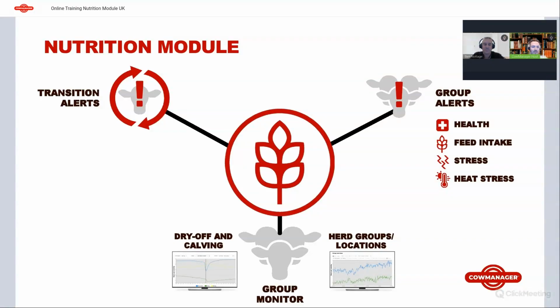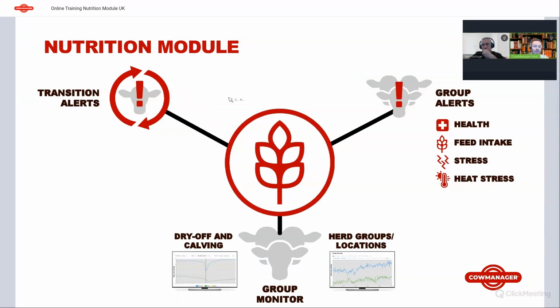So tonight I will present about our nutrition module and how you can use it on your farm. Ben, you can still see my pointer? Yeah, good. Thank you. And how you can use the nutrition module to its full extent on your farm.